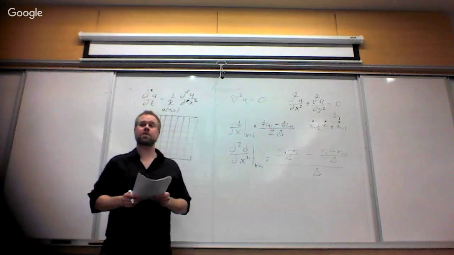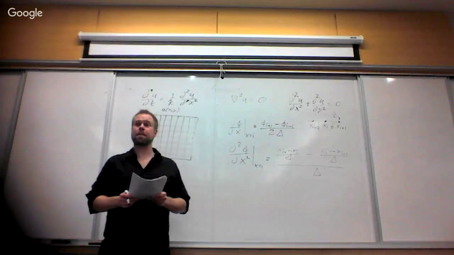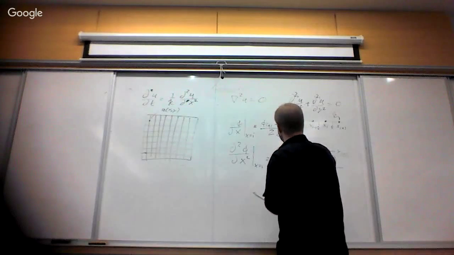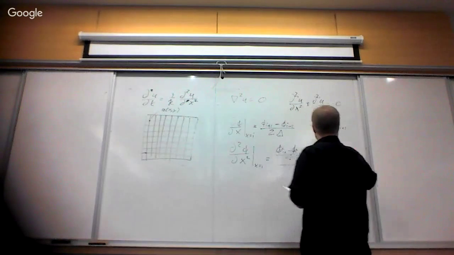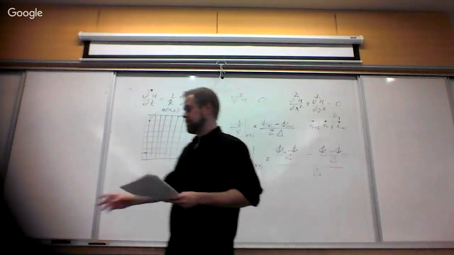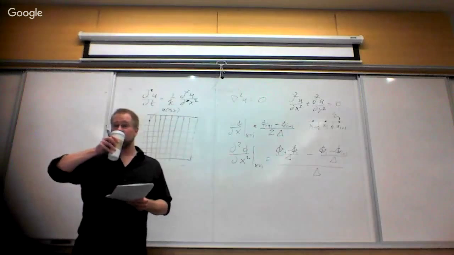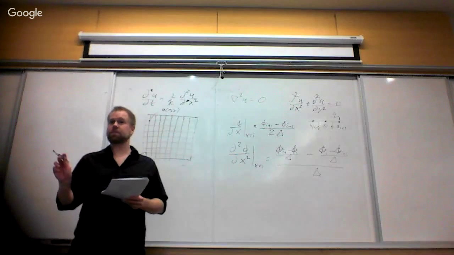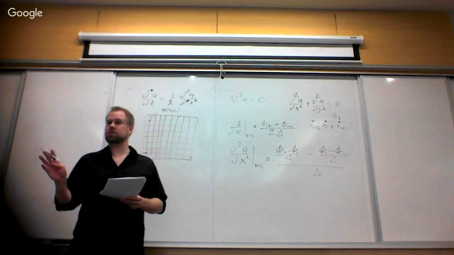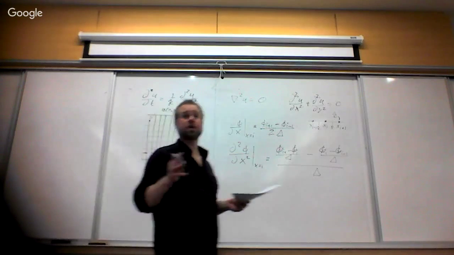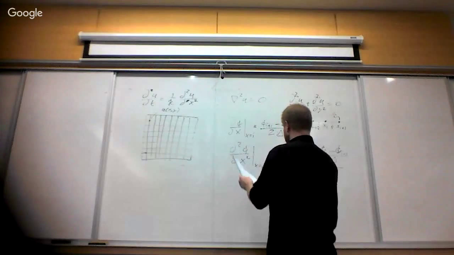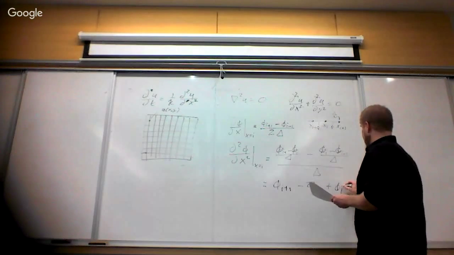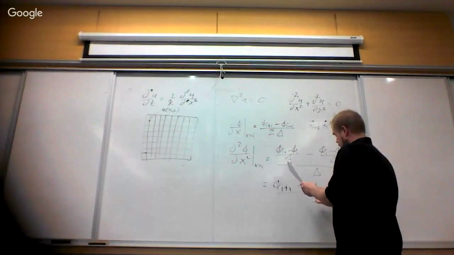Cool? Everybody okay with that? Oh, sorry. These should all be i. Thank you. People cool with that? Any concerns at this point? No? Okay, so again, this is just the definition of derivative. And so this reduces to phi at i plus 1 minus 2 phi at i plus phi at i minus 1, over delta squared.